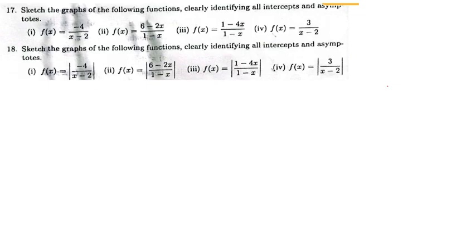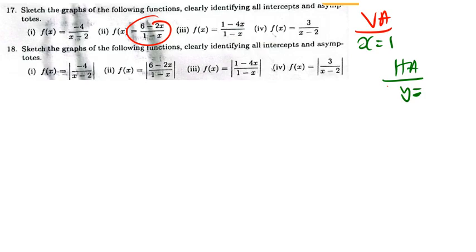So this one, since we have already come up with a vertical asymptote, and we said the vertical asymptote is at x is equal to 1. Horizontal asymptote, who can tell me the horizontal asymptote? Y is equal to what? Y is equal to 2. Thank you.